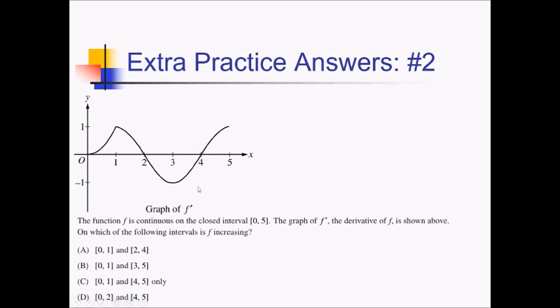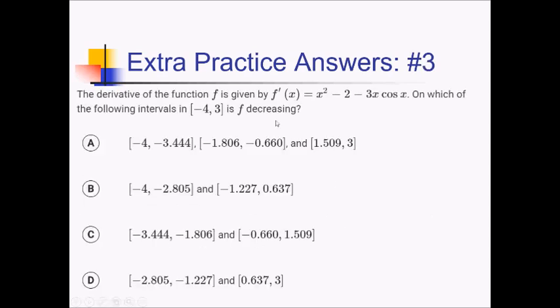For this problem, we have an f function that's continuous on a closed interval from 0 to 5. And we're given the graph of f prime right up here. Based off of this, we want to know on which intervals f is increasing. So we know that f is going to be increasing wherever f prime is positive. Looking at the graph here, we see that f prime is greater than 0 on the interval from 0 to 2, and also from 4 to 5. Therefore, f is going to be increasing on those same two intervals, which gives us answer choice D.